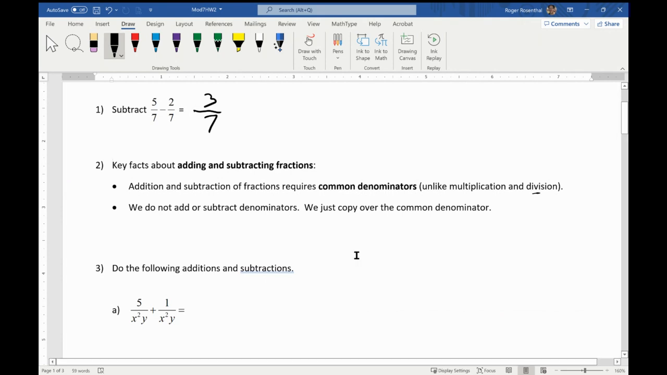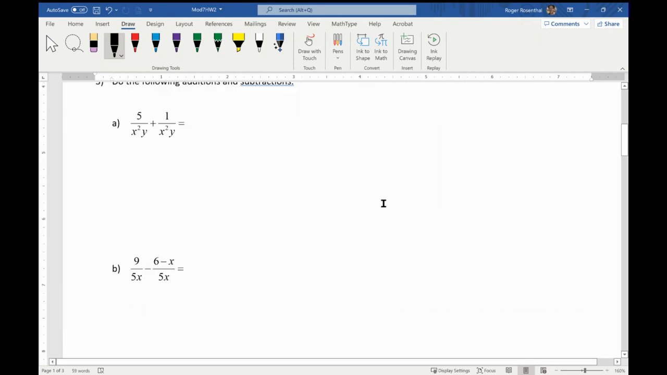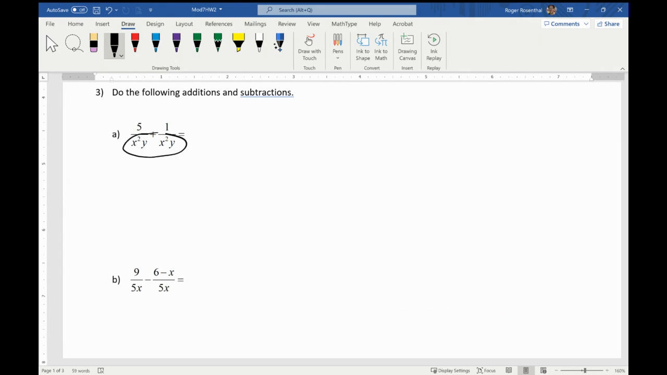Okay, so with that in mind, let's do these. They have a common denominator. So to add them, you simply copy it over, x squared y, and then you're doing 5 plus 1, you get 6. We're done. That's all there is to that one.